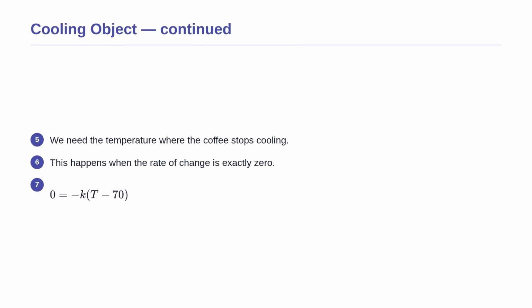In this crucial step, we replace the derivative with the number 0. This mathematical substitution represents the physical state where the temperature is absolutely no longer changing. We are essentially asking the equation to tell us what conditions make the cooling process stop entirely. The right side of the equation remains exactly the same for now.